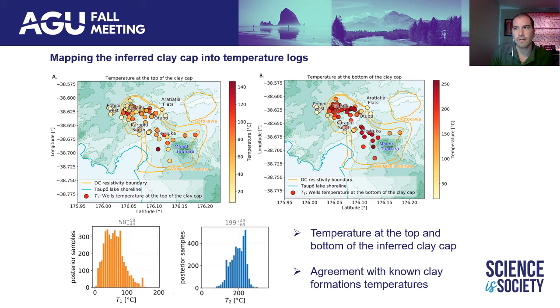A following exercise that we developed, once we had the inference for the top and the bottom boundaries of the clay cap, was mapping the temperature logs onto those inferred boundaries. From there, we can sample the temperatures observed at the top and at the bottom of the conductor. That is shown in the bottom plots, the distributions of the observed temperatures at the top and the bottom of the clay cap, which help us quantify the temperature formation range for the clays that form in the clay cap.